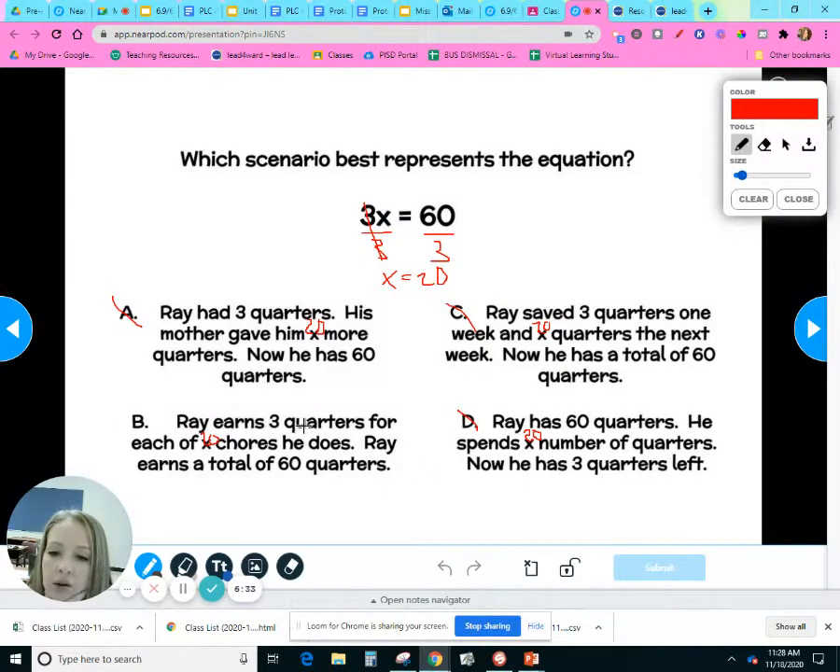This one says Ray earns 3 quarters for each of the 20 chores he does. Ray earns a total of 20 quarters. That one checks out because each means multiply in this case, because each chore is getting you 3. So 3 for the first one, 3 for the second one, 3 for the third one, all the way to the 20th one. And so that would equal 60 quarters. So that one is our answer.